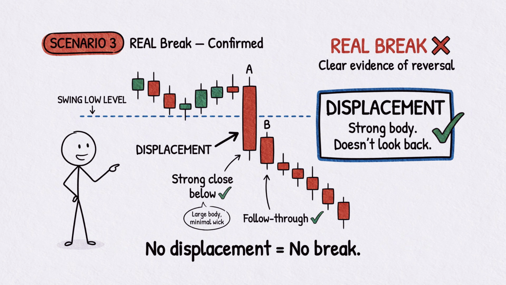Scenario 3. Price closes below the swing low with a strong candle, large body, minimal wick, and the next candle confirms by continuing lower. That is a genuine structure break. That is your clear evidence of reversal.